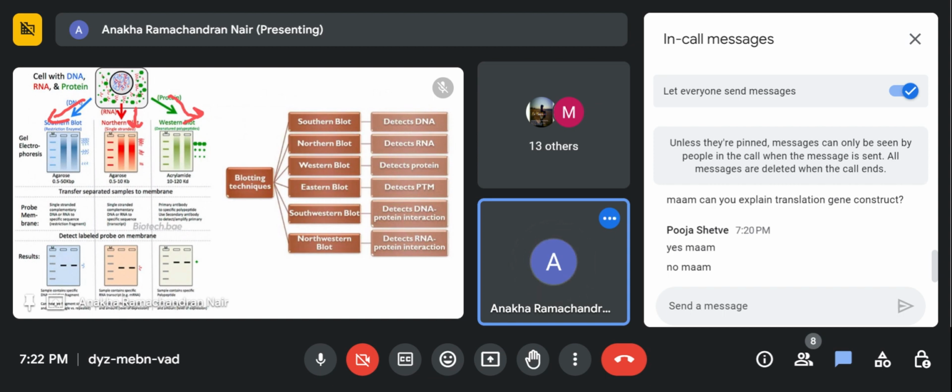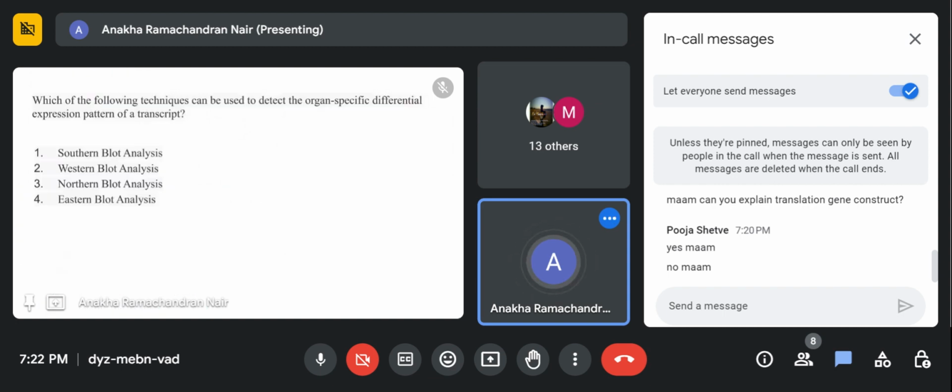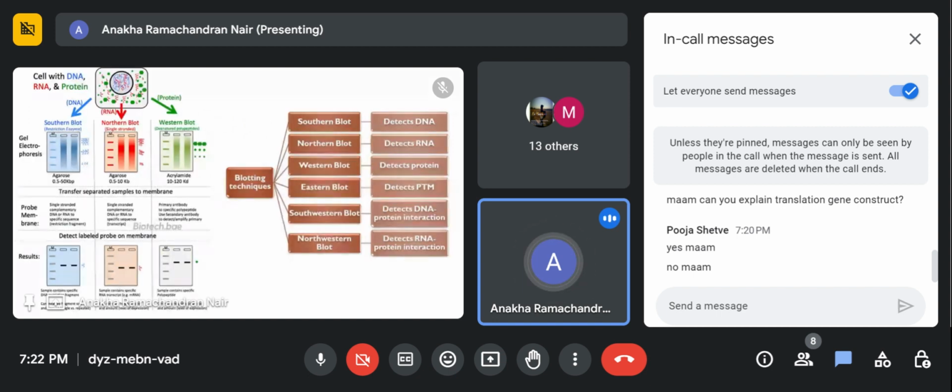Okay, so the question is asking you to find out the expression pattern of a transcript that is RNA. So the correct answer is the northern blot, which is the blotting technique used for figuring out the RNA of interest.